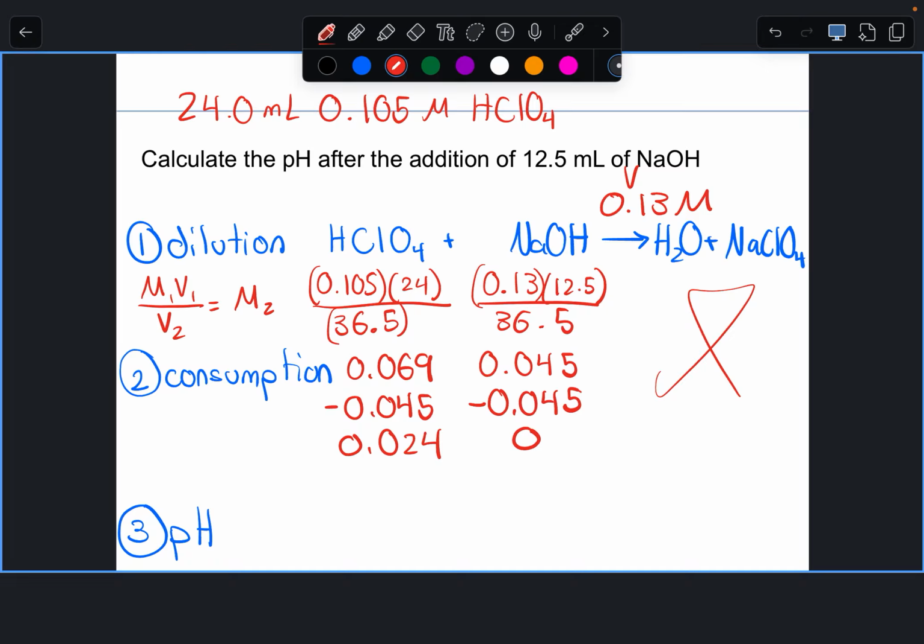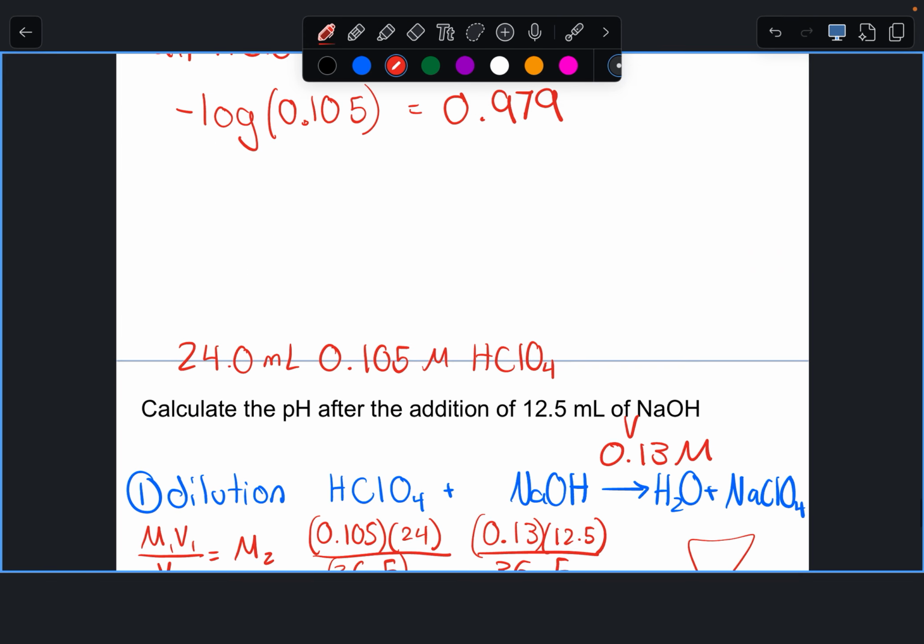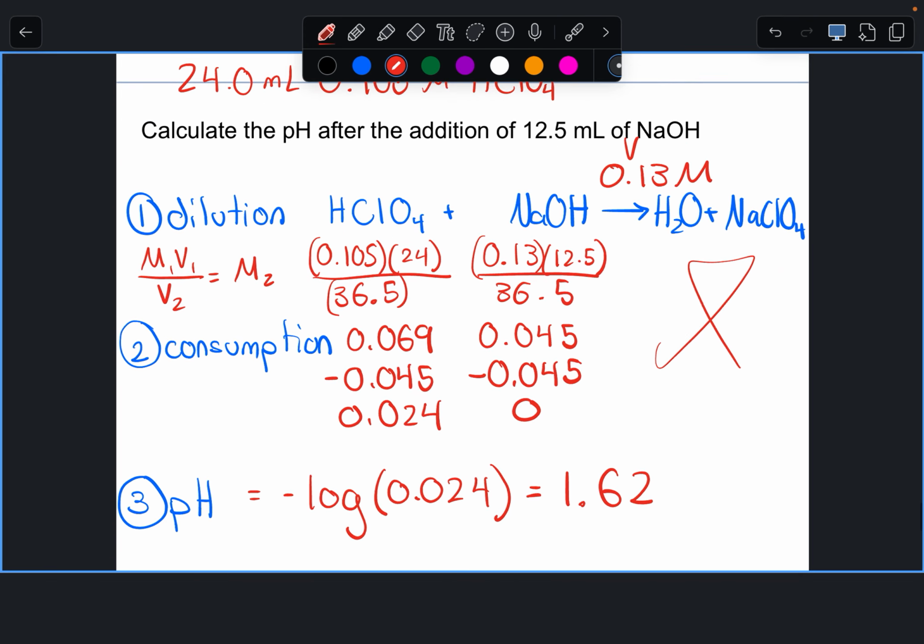So now, because you only have acid left over, it's just like the first problem, but now you have a different concentration. So the pH is the negative log of that 0.024. So 1.62. So it's gone up a bit from 0.979. Now it's up to 1.62. So we still have a ways to go before the equivalence point because we've got to get it all the way neutralized.